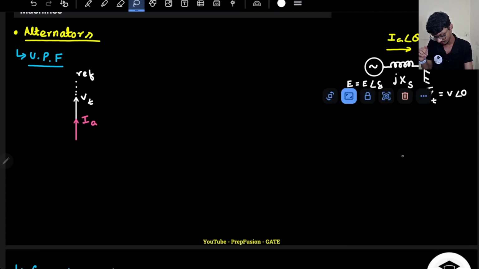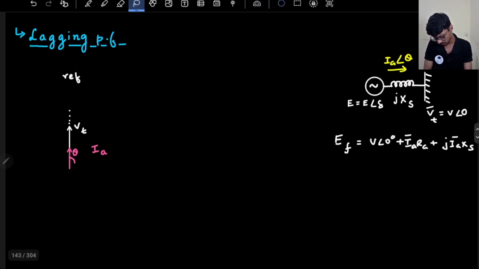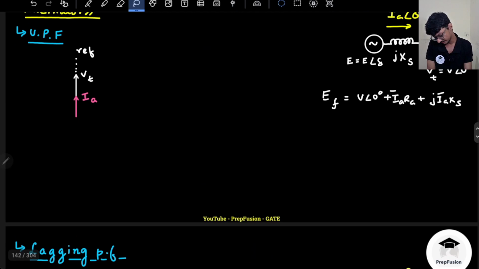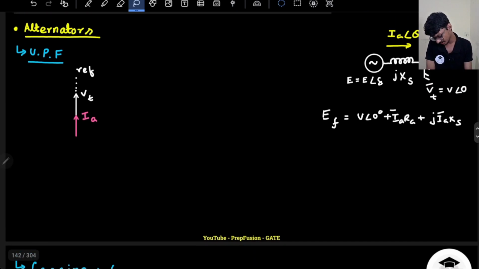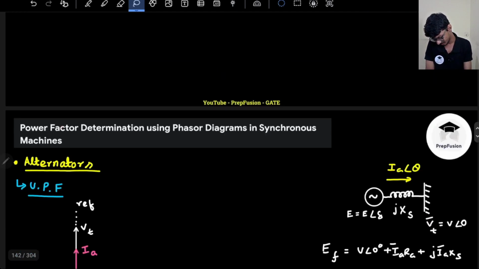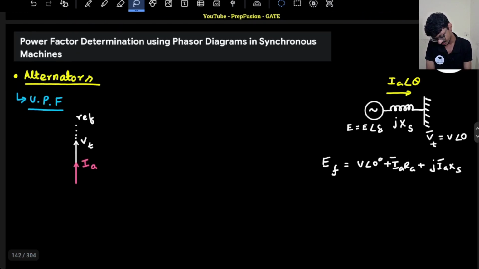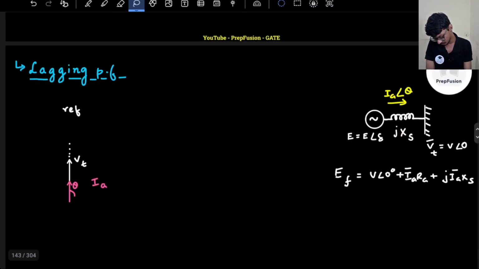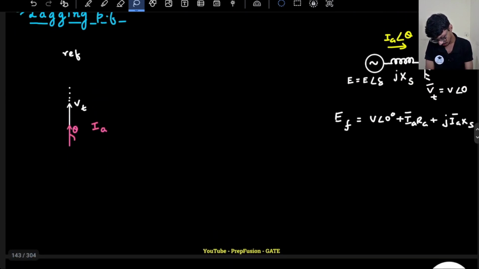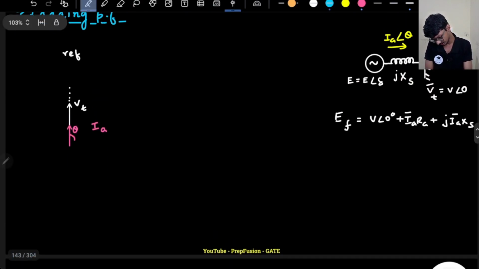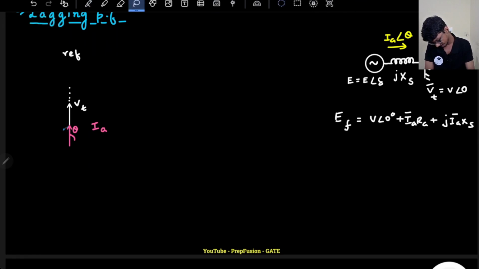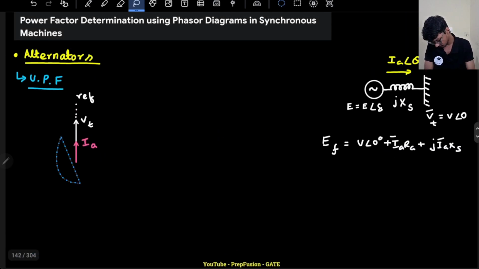How the graphs will look, everything will look. I have already drawn the phasor diagram here, so I don't need to draw it again. I hope you can understand how this is Ia. I forgot to write this Ia. Ia should be here. Yeah, so basically, I will draw the phasor diagram real quick. The phasor diagram will be something like this.